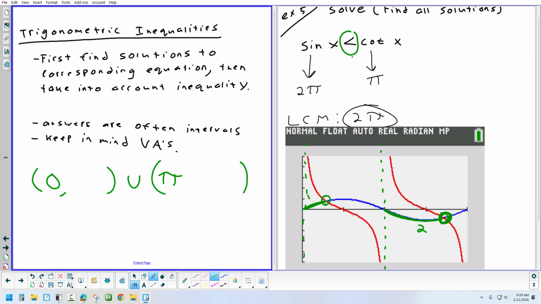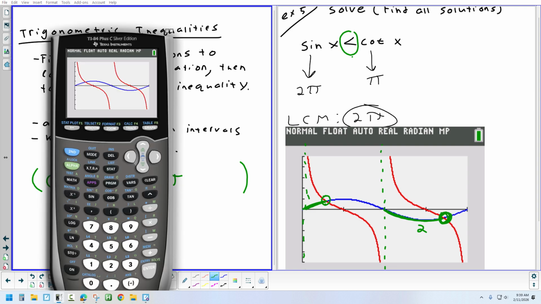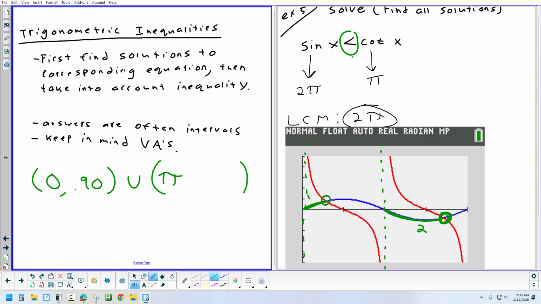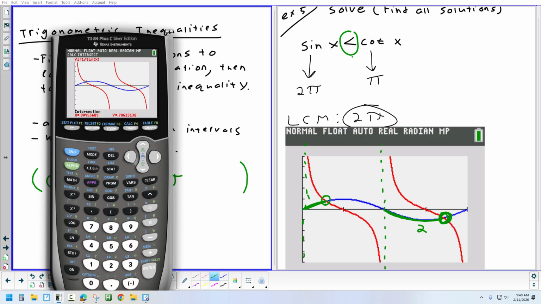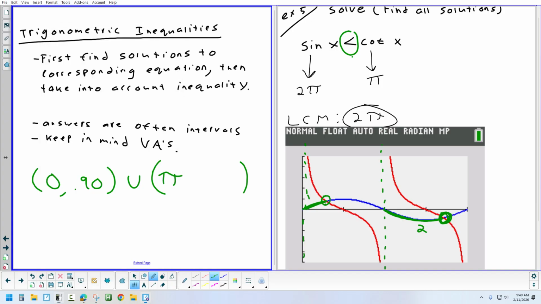Okay. Now I need to find the intersection point. So let's do that. You've got to be a little bit careful because this curve is not continuous. So put your cursor close to the one that you want, especially for the tangent one. Okay, so we get 0.90. That's where interval 1 ends. Now I've got to see where interval 2 ends. Second calc intersect. That should be good enough. 5.38.